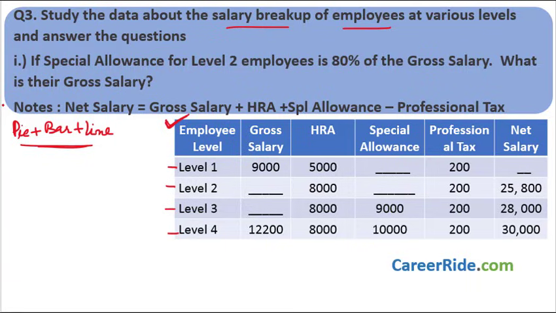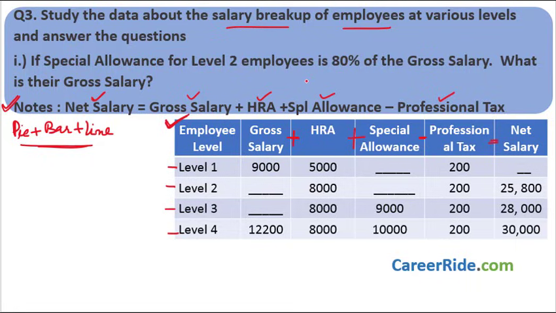How does the total work out? It is given to you in the notes here, and in most of the questions this will be given to you. So my notes tell me that net salary, that is the last column of this table, is equal to gross salary plus HRA plus special allowance minus the professional tax. So this is the relation between the given items here. This is what my notes tell me, and these notes will be given to you along with the questions.